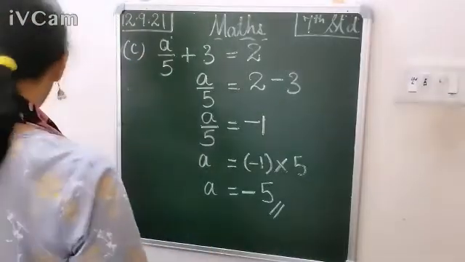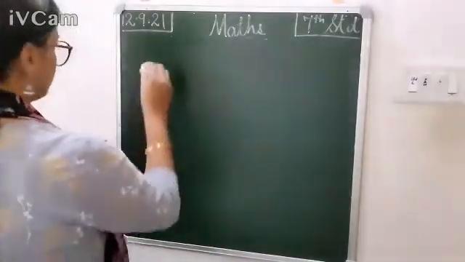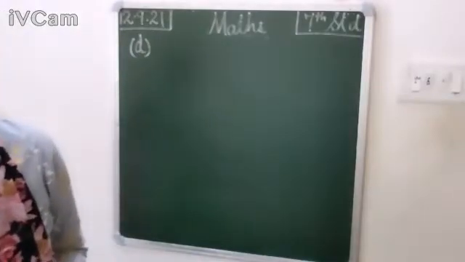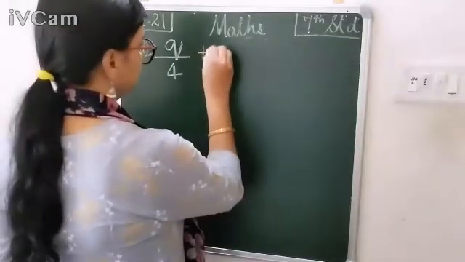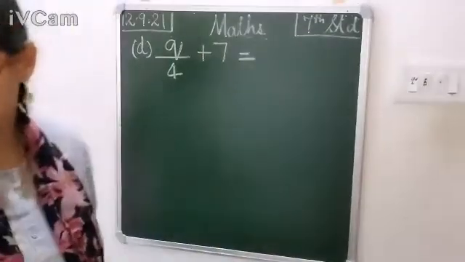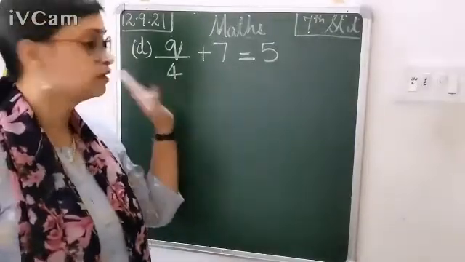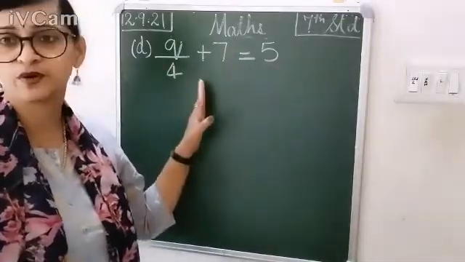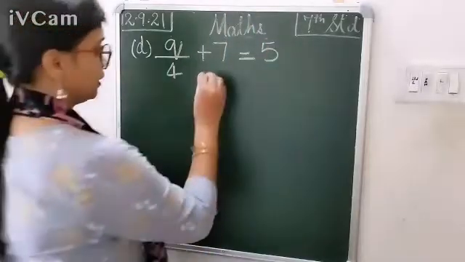Okay, now next, fourth one. Okay, fourth one, q by 4 plus 7 is equal to 5. Okay, this sum is very similar to the third one, to the C sum. So q by 4 plus 7 is equal to 5. So first we are going to transpose 7 from left hand side to right hand side. So let us do that.